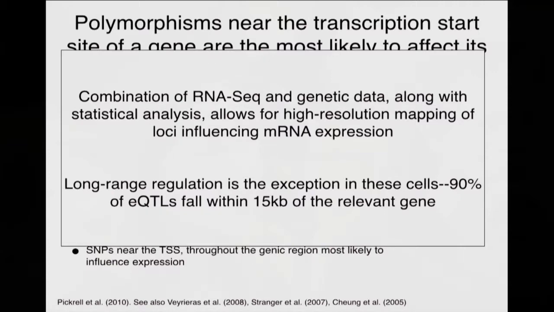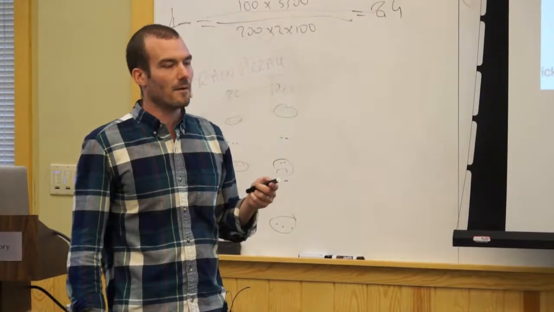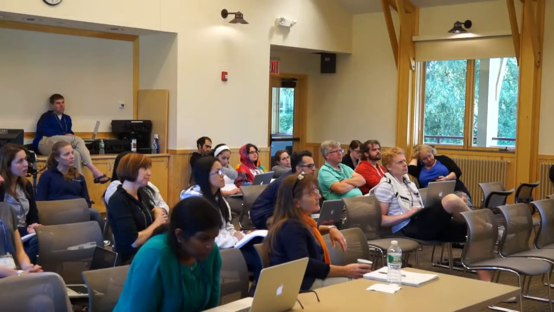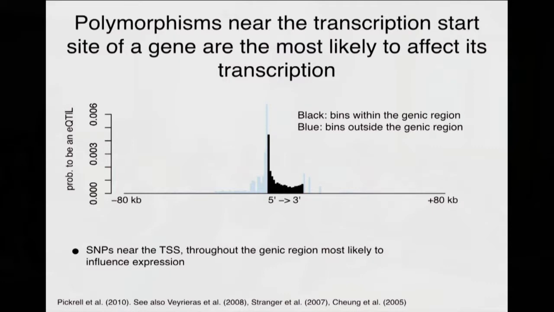And so, long range regulation. This within 10 KB here, 15 KB, is 90%. So this is 90% of the total probability here. And actually, there's the comment that things tend to fall right near the promoter, but that's not totally true because it's all along the entire length of the gene.